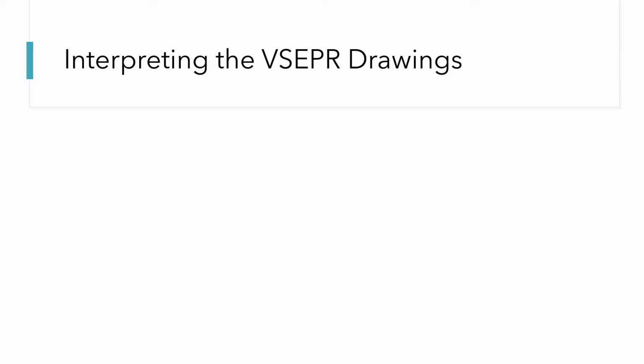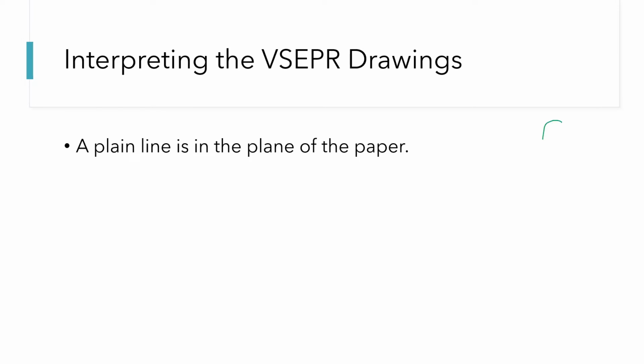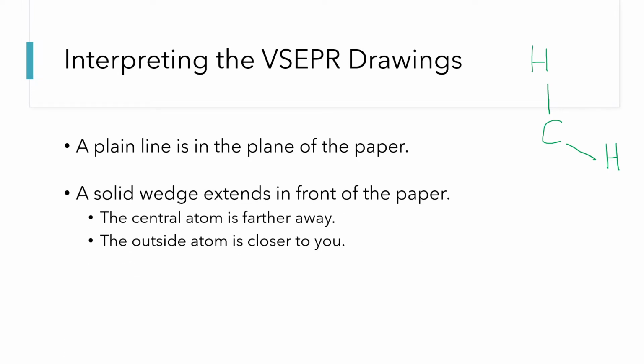So to help you remember how to interpret these VSEPR drawings, first of all, a plain old line is in the plane of the paper. So over here on the side, I'm going to draw, we had a carbon in this methane molecule. We had a hydrogen that was going straight up, so those 2 would be in the plane of the paper. We had one down and to the right. So all 3 of those atoms are in the plane of the paper or the plane of the computer screen.